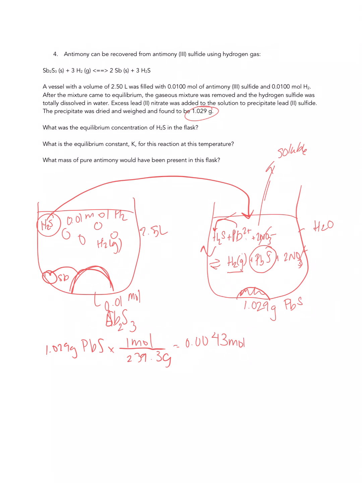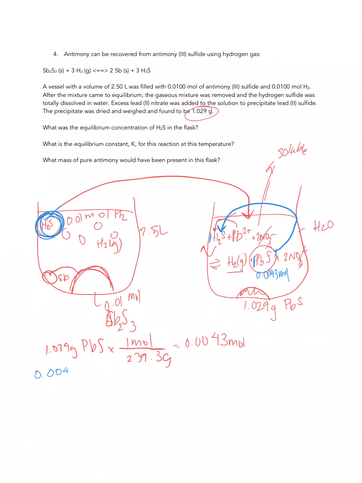So here's the deal. If we look at this reaction over here, all right, we have 0.0043 moles. But what we want to know is how much H2S we've produced. So to get there, we have to go from moles of PbS to moles of H2S. And it turns out that there's a 1 here in this reaction and there's a 1 here. So we can use stoichiometry to convert from one to the other.